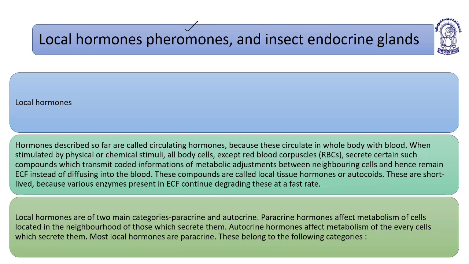Local hormones, they are known as what? Pheromones. They are normally secreted by insects or arthropods. Hormones described so far are called circulating hormones because these circulate in the whole body with the blood. When stimulated by physical or chemical stimuli, all body cells except red blood corpuscles secrete certain compounds which transmit coded information of metabolic adjustments between neighboring cells and hence remain in extracellular fluid instead of diffusing into the blood. These compounds are called local tissue hormones or autocoids.